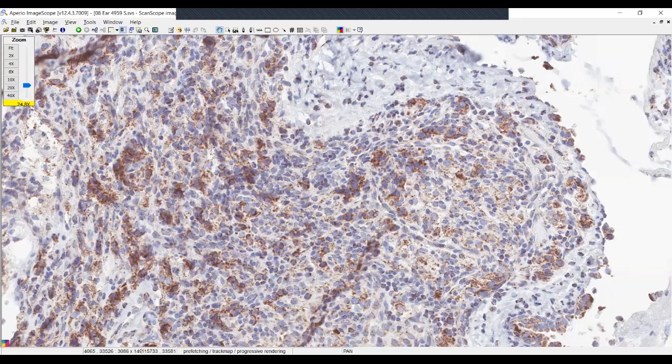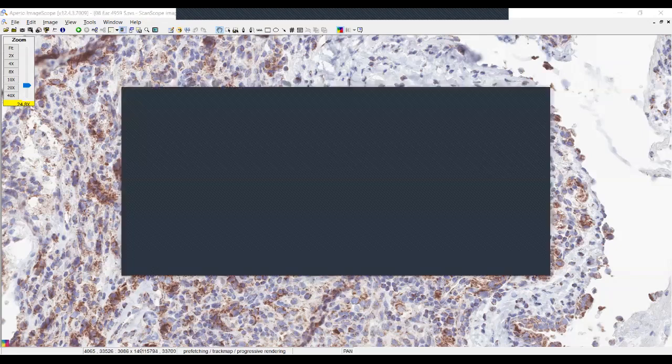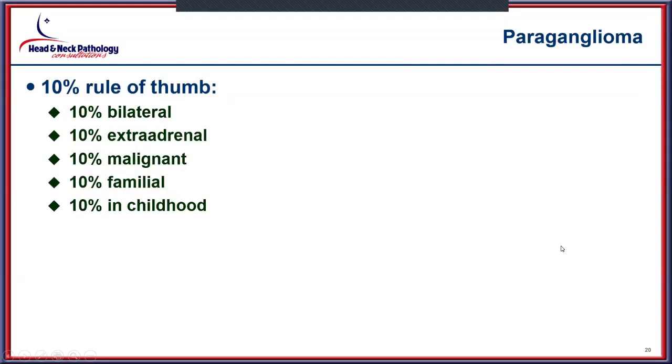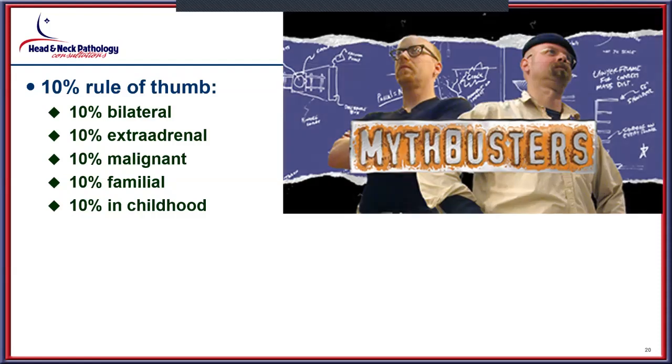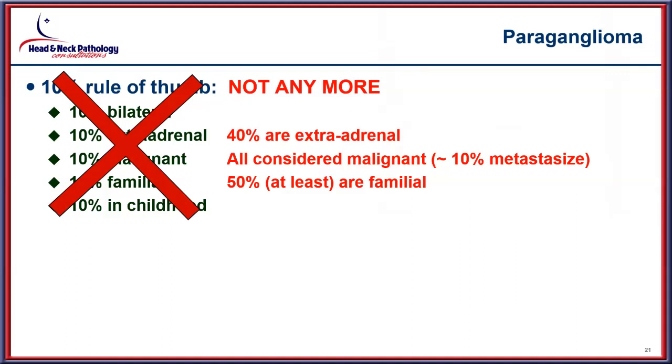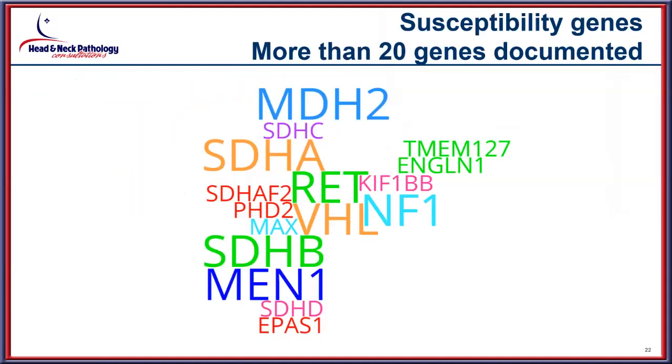Now, what I would like to do is just to share for a few moments, when you think about paraganglioma, we used to have that old rule of 10%: bilateral, extra-adrenal, malignant, familial, or childhood. And of course, that is no longer the case anymore at all. In fact, 40% or so are now considered to be extra-adrenal. Almost all of them are considered to be malignant, even though only 10% metastasize and are therefore put on a risk stratification. And 50% or more of these are now considered to be familial.